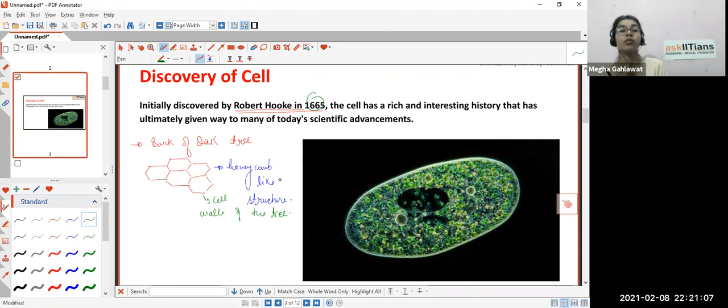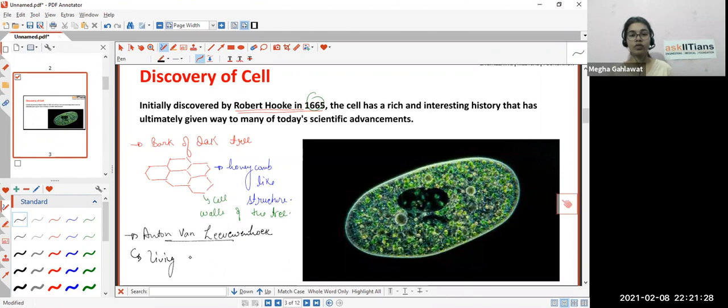Now there were multiple more scientists who came along the line. There was another scientist called Anton van Leeuwenhoek. I'll write down the name for you. Anton van Leeuwenhoek was the scientist who first observed a living cell under the microscope. The living cell that he observed was a bacterium. And from where did he find the bacteria? From pond water.